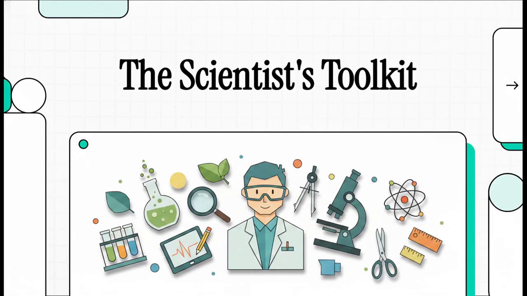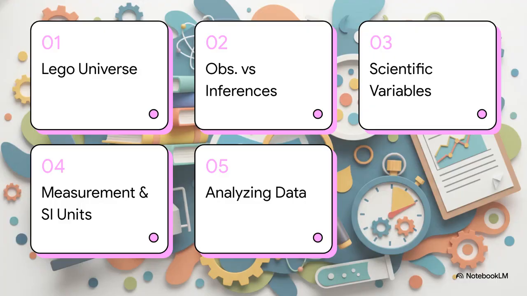So go ahead and make sure your digital interactive science notebooks are open and ready because you are definitely going to want to take notes on this. Okay, let's just dive right in. Here is our roadmap for today's explainer. We've got 1, welcome to LEGO Universe, 2, observations versus inferences, 3, mastering the scientific variables, 4, measurement and SI units, and finally 5, analyzing and graphing data.